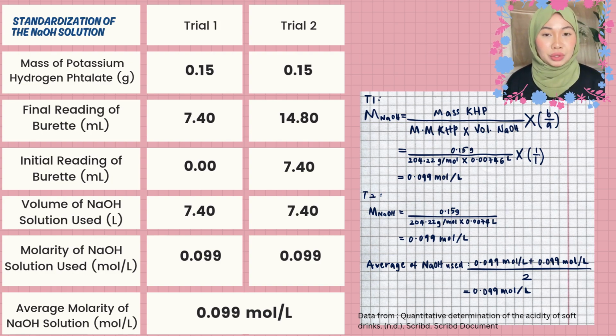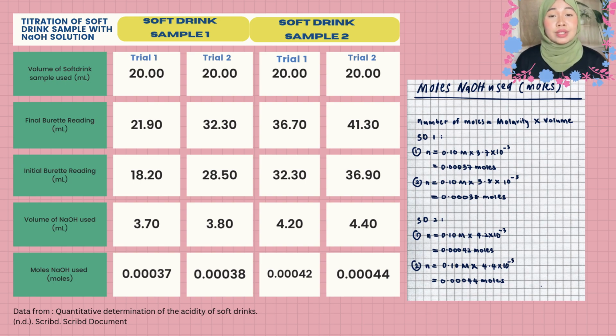establishing our baseline concentration. Next, this standardized sodium hydroxide was used to titrate 2 separate soft drink samples to determine their total acidity using a fixed sample volume of 20 ml per trial. For sample 1, the trials consumed 3.7 and 3.8 ml of sodium hydroxide, calculating out to 0.00037 and 0.00038 moles. For sample 2, the volumes were slightly higher at 4.2 and 4.4 ml, yielding 0.00042 and 0.00044 moles of consumed sodium hydroxide.